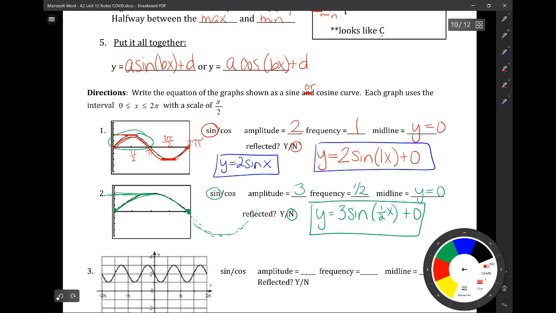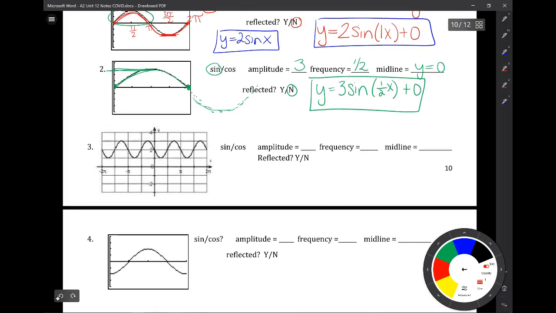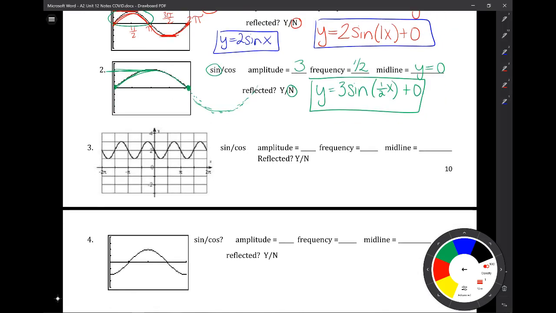I'll go back to my red. Ooh, this one looks fun. All right, so I'm going to change my color. I'm going to completely ignore this side of the graph. I am only going to try and focus on the y-axis. So try and narrow down your focus here and only look at what happens on the y-axis.